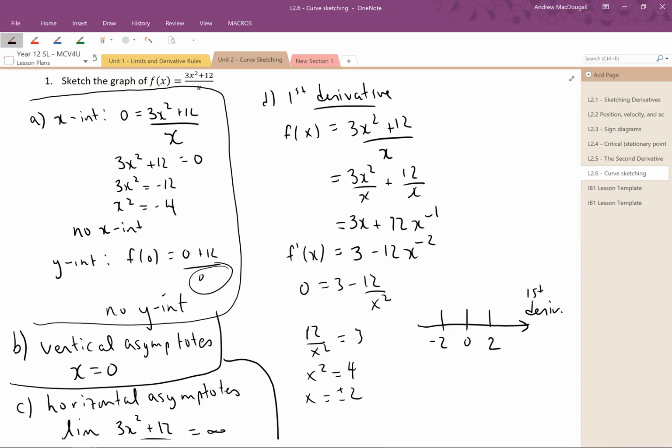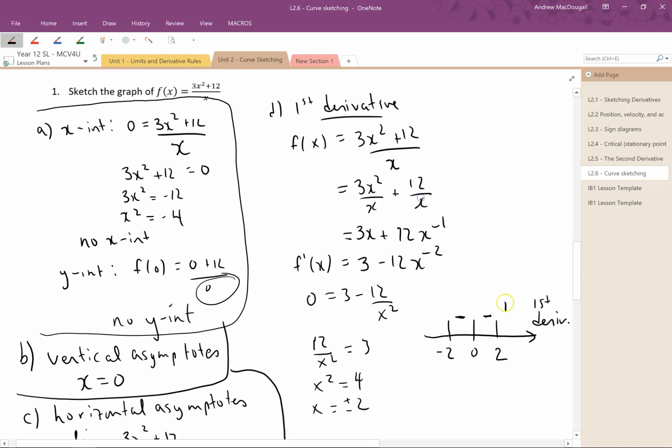Okay, so let's see, into f prime over here. If we were to plug in, actually let's use this version, it's a little bit nicer. If we plug in 1, we get 3 minus 12, which is negative 9. So we would get negative. We would get the same answer if we plugged in negative 1, since it's negative 1 squared. There we go, 2 negatives. And what if we plugged in 3? Well, 12 divided by 3 squared is 12 over 9, which is less than 3. So we're going to get positives, positives.